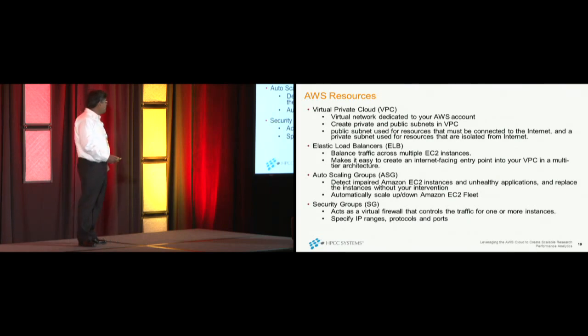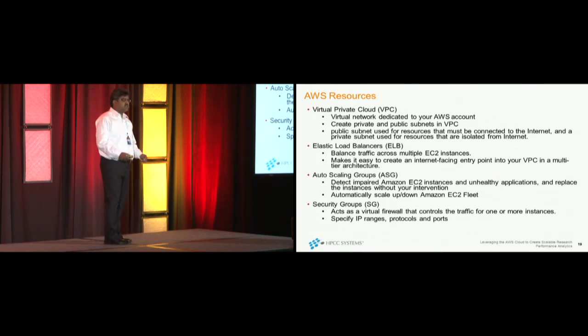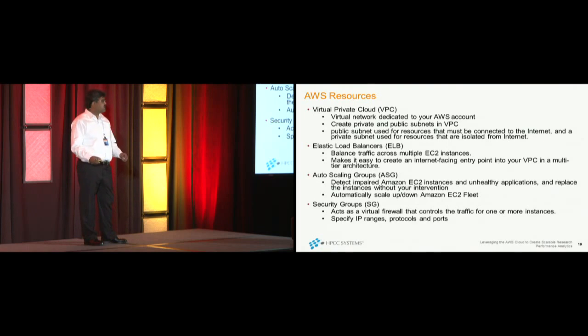Next, auto-scaling group. You can put several EC2 instances in an auto-scaling group, and the auto-scaling group will manage those instances. If there is a problem with any instance and it's not responding, the auto-scaling group will automatically terminate that instance and bring a new instance in its place.